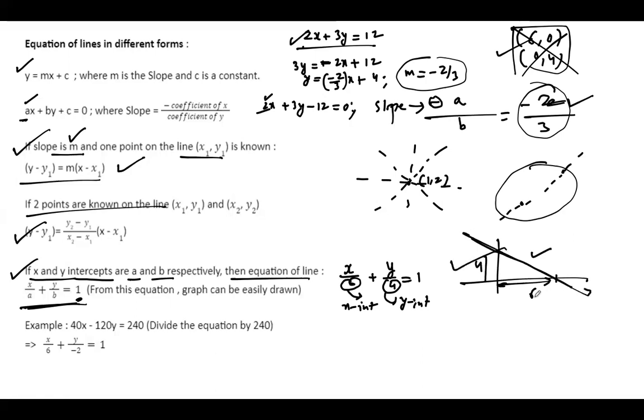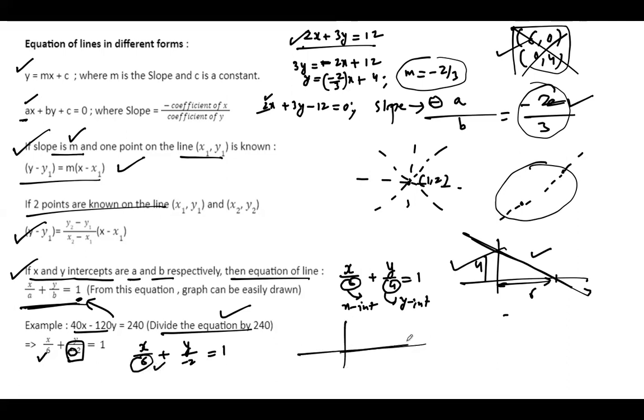This is your line. Similarly, I've given you an example, 40x minus 120y is 240. In order to convert this line into this form, what should we do? Dividing the equation by 240. If I'm dividing, I'll get x by 6. Please remember that you had minus here, so I've taken this minus in the denominator, is equal to 1. So x by 6 plus y by minus 2 is equal to 1. So this is your x-intercept, which is 6. What is your y-intercept? Minus 2.